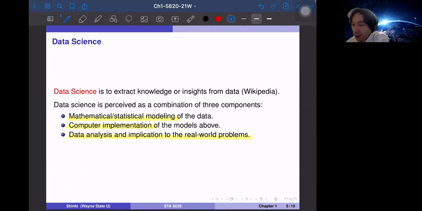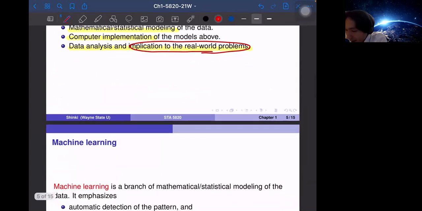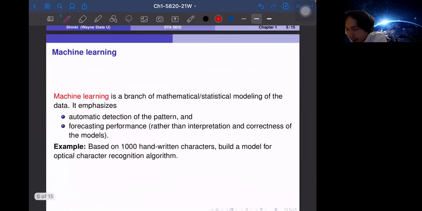So it's basically the same as statistics, but in data science the implication to real world problems is emphasized. More business applications are emphasized. But basically, data science has a very similar meaning to statistics. We will see some slight differences in terms of philosophy, but that's data science.